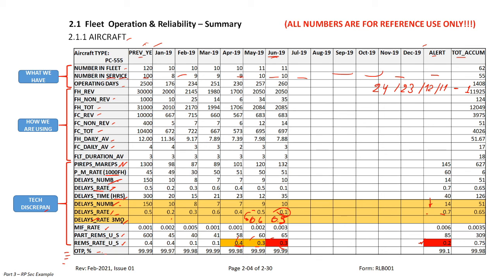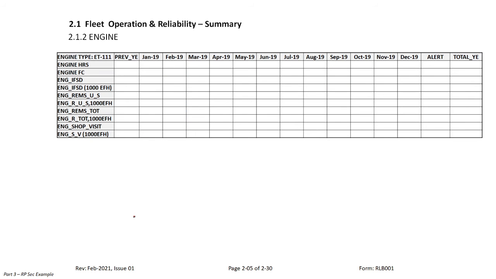Again, in real life, we can see more versions. But I'm not saying that one is good, one is not good. It depends on our operation model, business model, maintenance model, our experience, and definitely aviation authorities' requirements. Now let's move to subsection 2. It's engine. It's almost the same, nothing new.